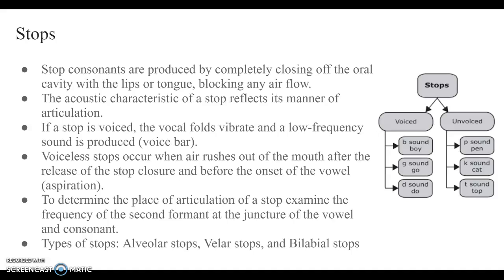The three types of stops are alveolar stops, velar stops, and bilabial stops. And one of our examples, as shown on the right, shows the voiced and unvoiced stops. So looking at voiced, we've got the B sound in boy, the G sound in go, and the D sound in do. And looking at unvoiced, we've got the P sound in pen, the K sound in cat, and the T sound in top.